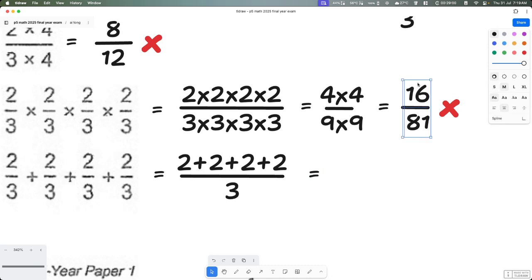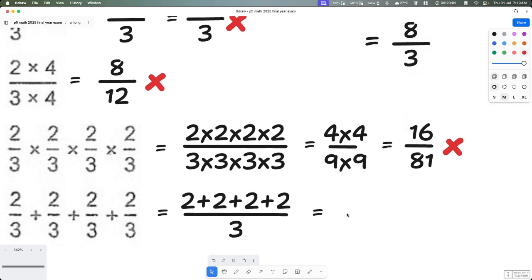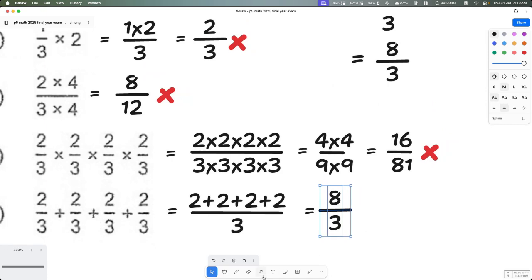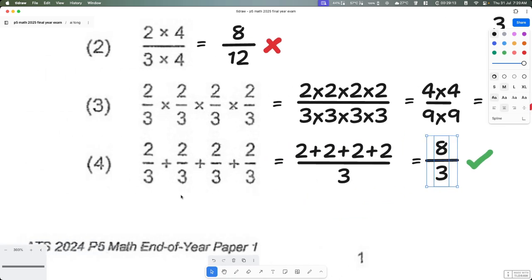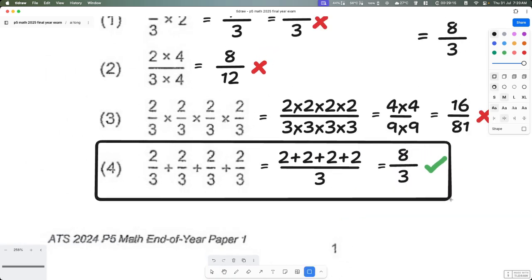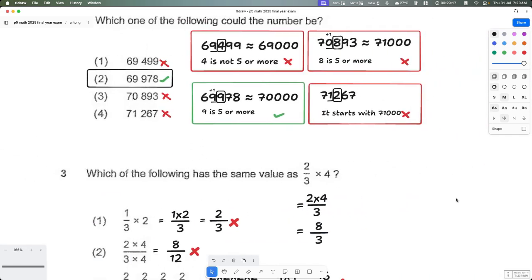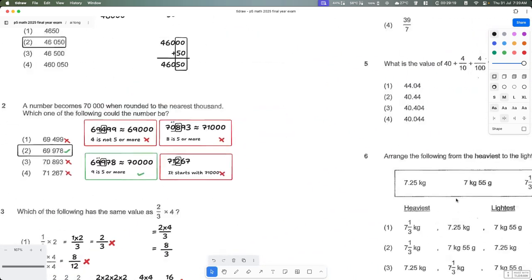Okay, so I'm just gonna copy this because this is the correct answer. Okay, in this case, this is the correct answer. Toot toot. All right. Okay, so yep, that's about it. So the correct answer to this is option number 4. Okay, let's move on to the next question.